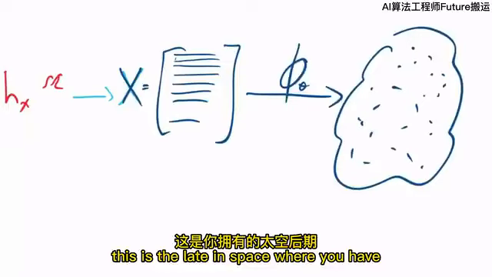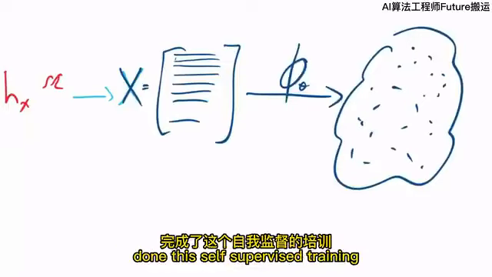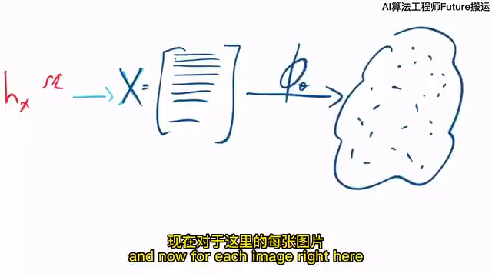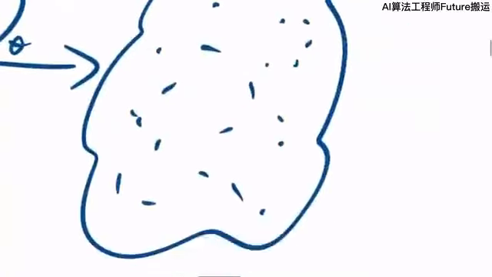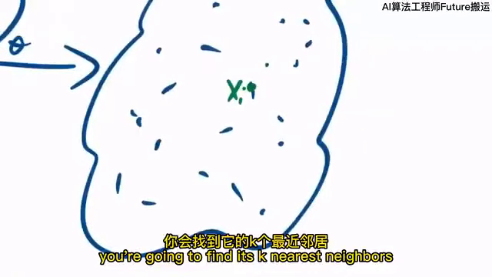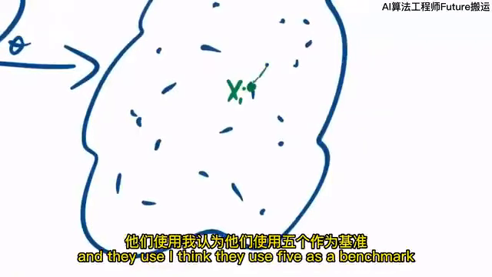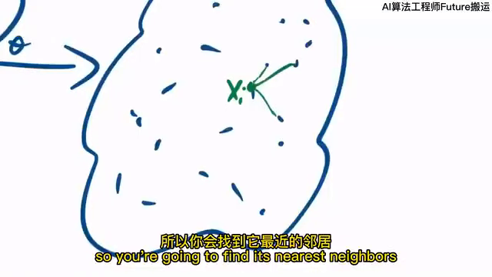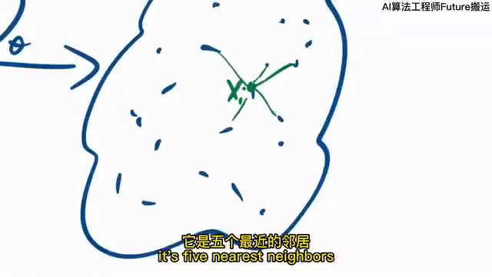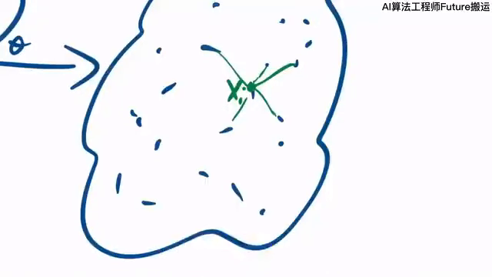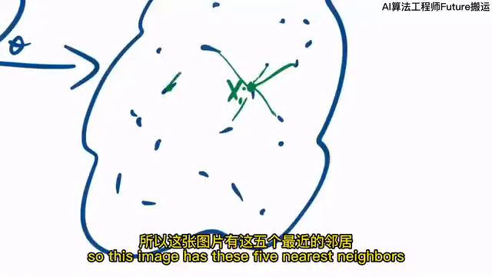This is the latent space where you have done this self-supervised training. And now for each image right here, so if this is xi, you're going to find its k nearest neighbors. And I think they use 5 as a benchmark. So you're going to find its 5 nearest neighbors, and you do this for each image. So this image has these 5 nearest neighbors, and so on.